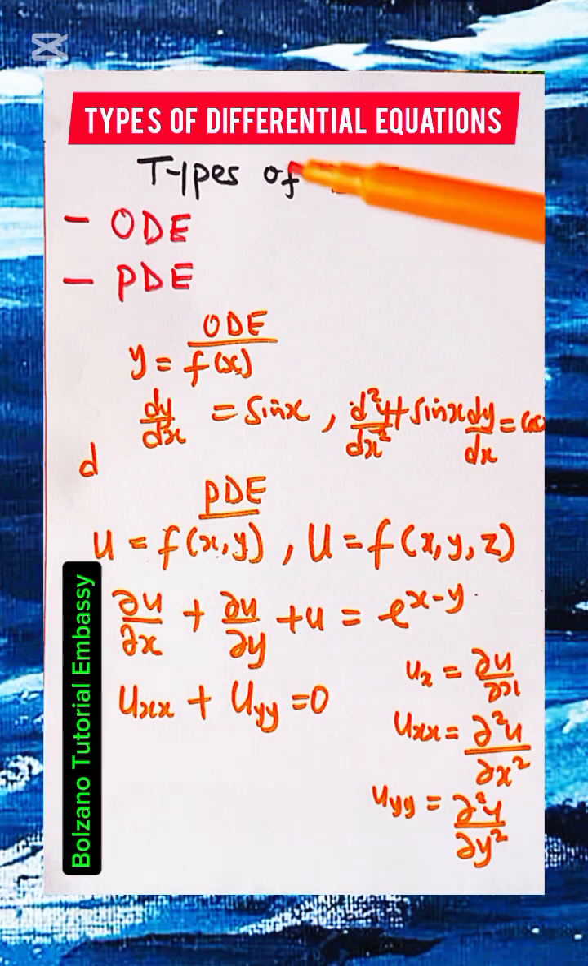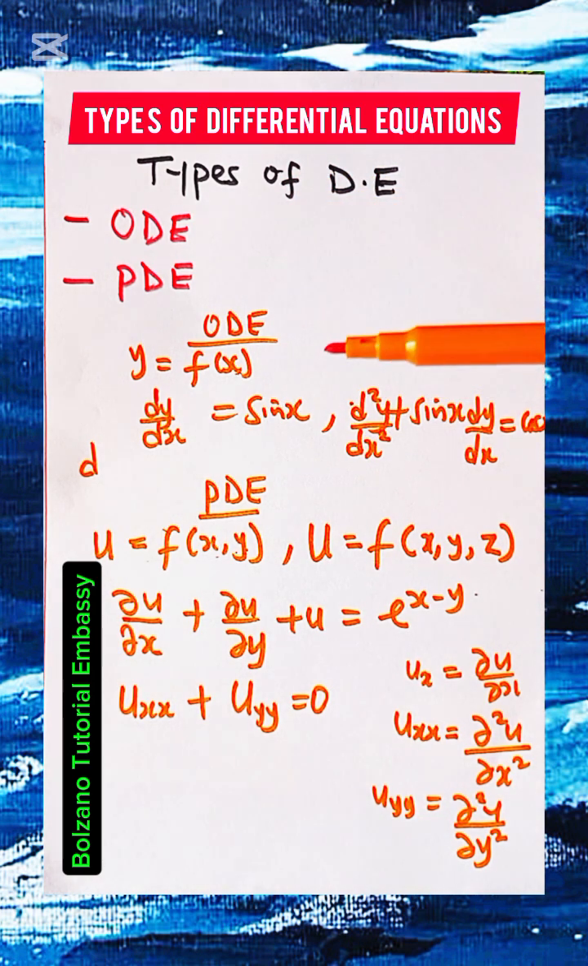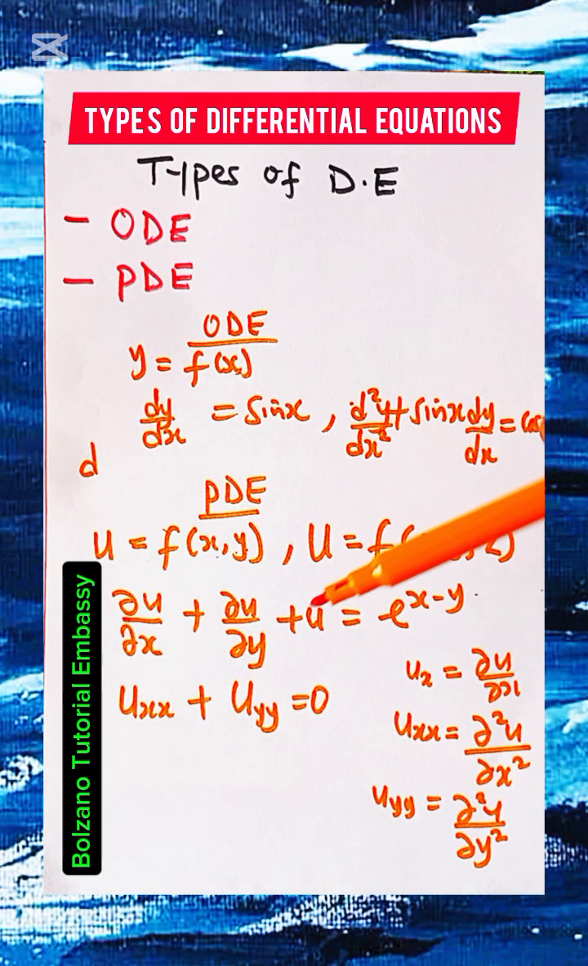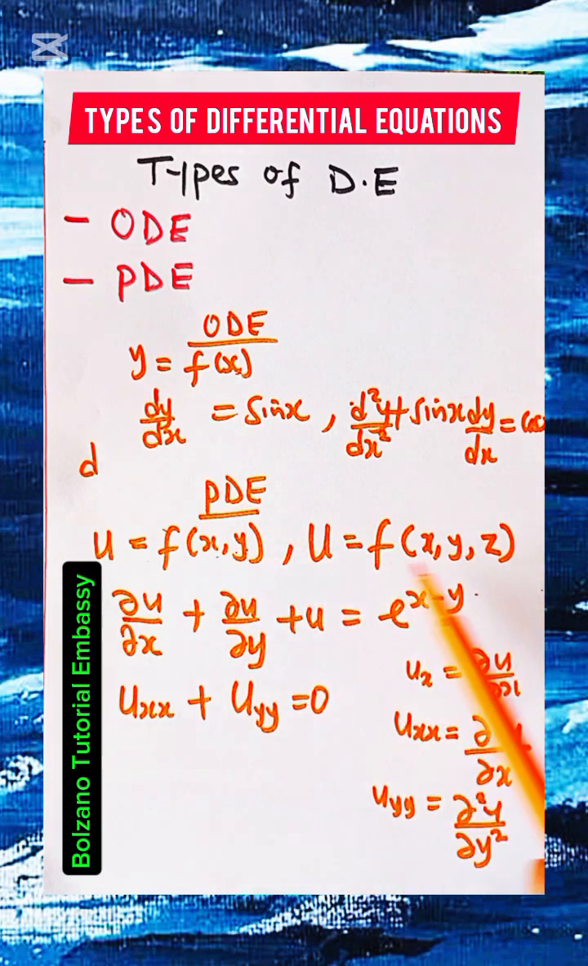So a point to note: an ODE contains one independent variable, while a PDE contains multiple independent variables, where you need to find the partial derivative of the function with respect to each independent variable.